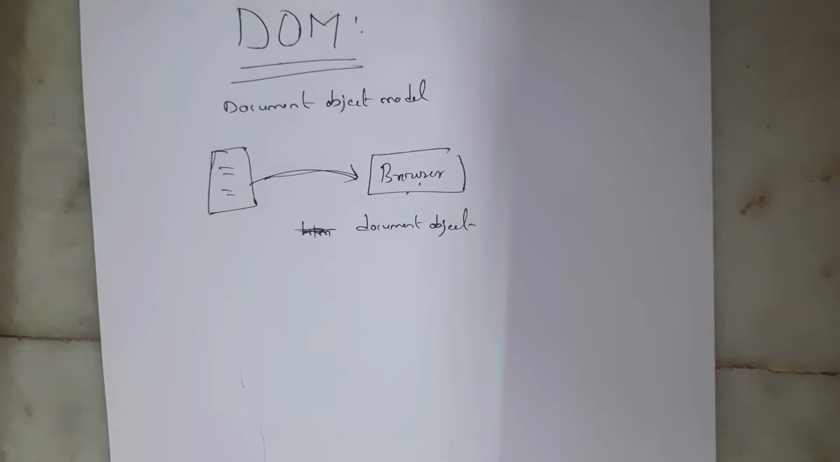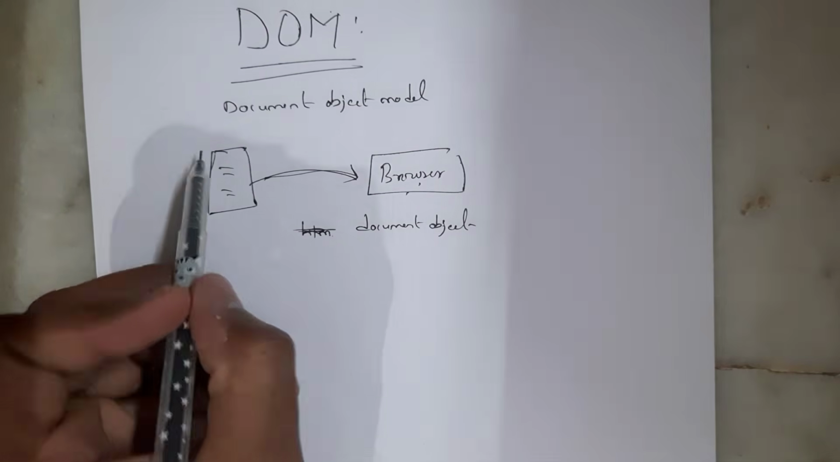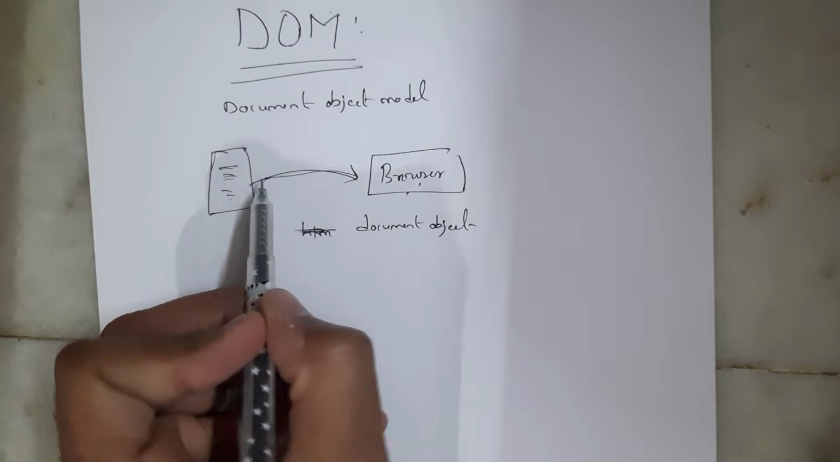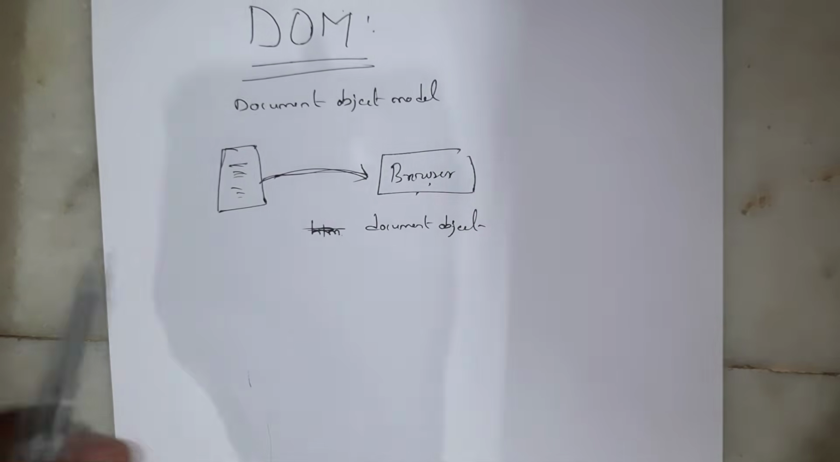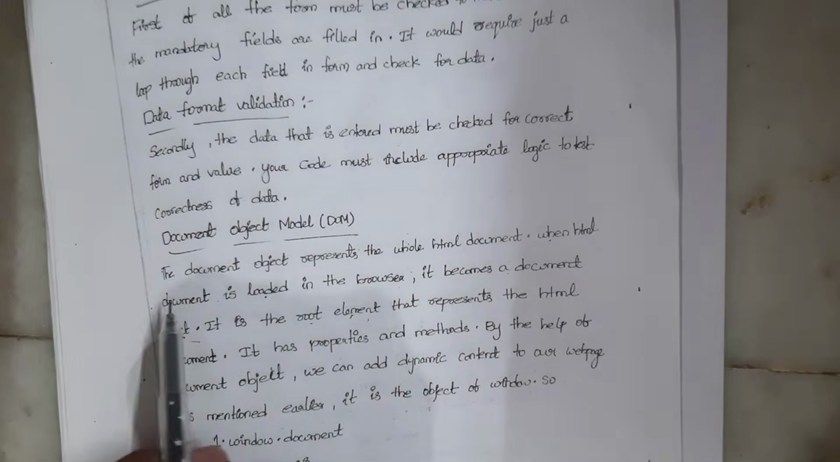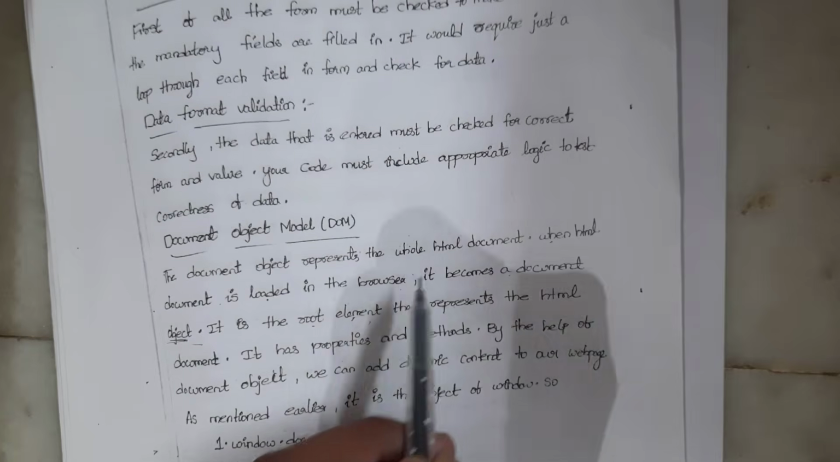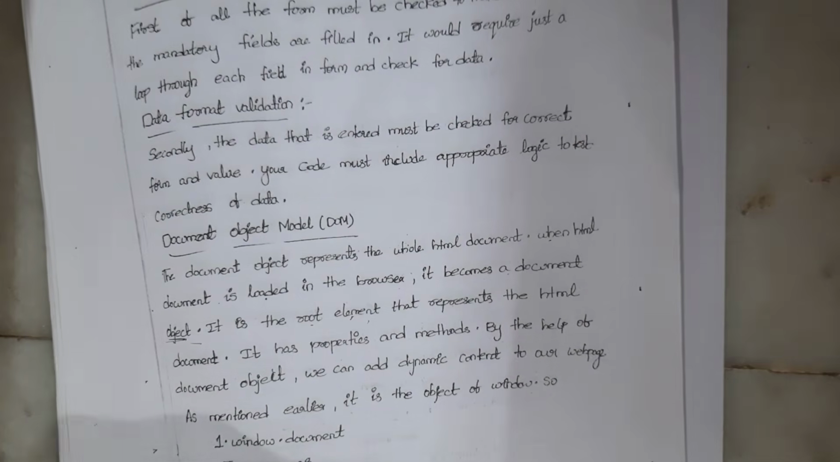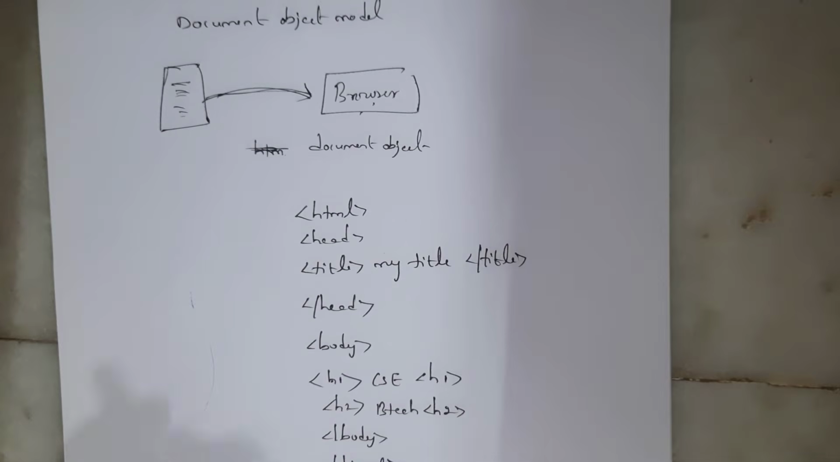This topic is DOM, that is, the Document Object Model in JavaScript. Whenever an HTML document is loaded into the browser, it becomes a document object. This is the definition. And if you want to represent your HTML document in the form of a tree structure, we use the Document Object Model.